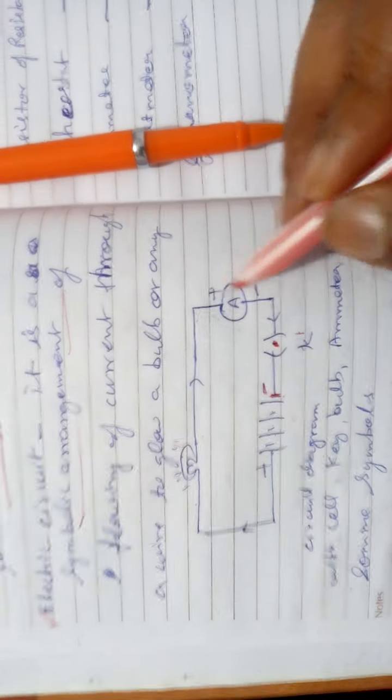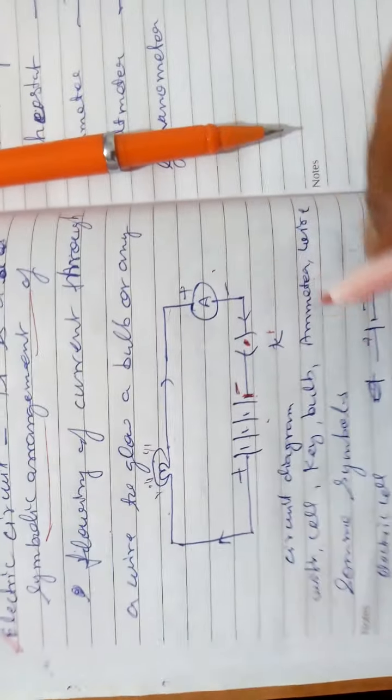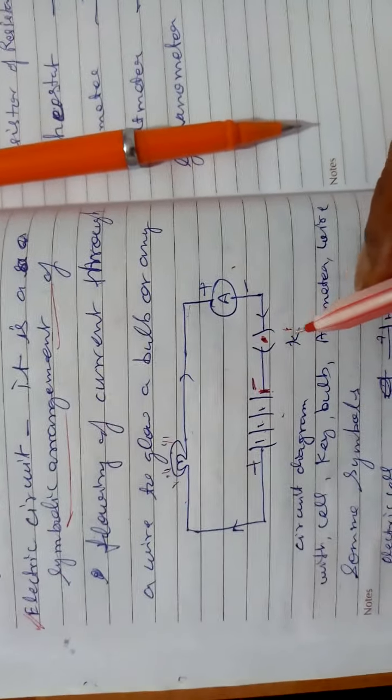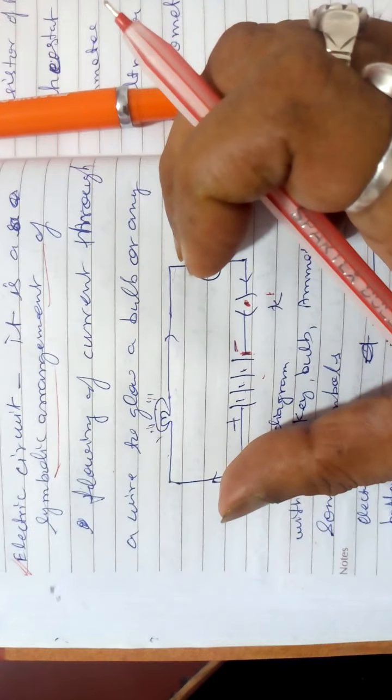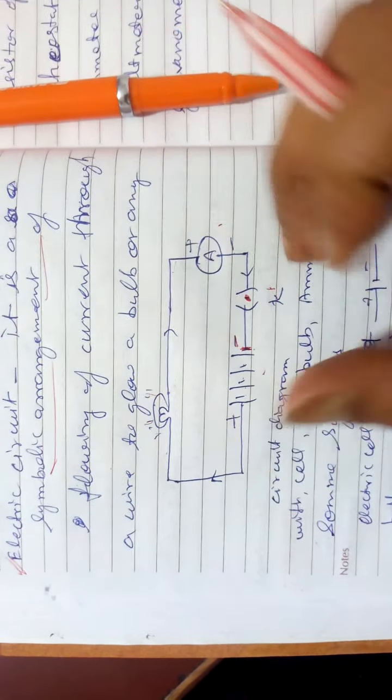The ammeter, positive then negative, is connected in series. And you are seeing a circuit diagram of glowing a bulb with the help of a battery, key and ammeter.